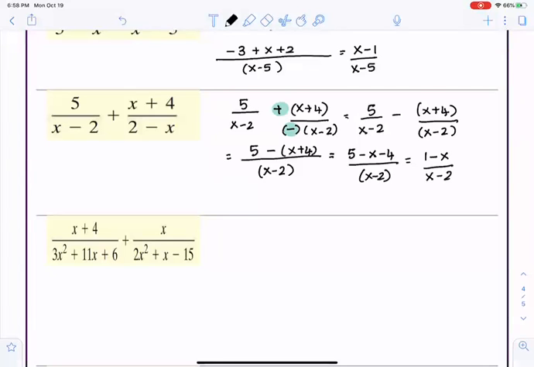So here we have 3x squared plus 11x plus 6. We have to factor. And how do we factor? We have the middle coefficient as 11. So we have to come up with two numbers so that when we add, we get 11. When we multiply the two numbers, we get 18. So I am going to say that the two numbers are 9 and 2.